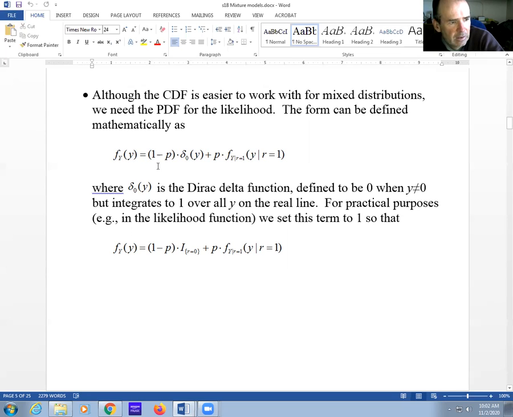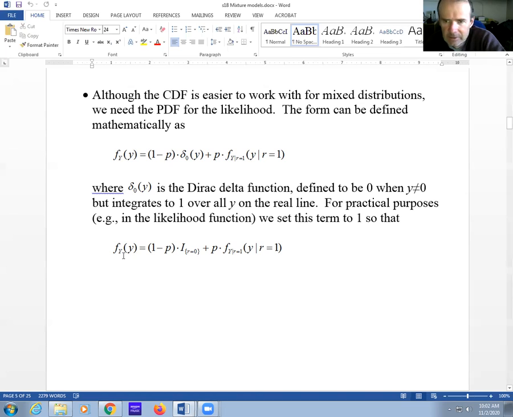But we need something more practical when we write our code and we maximize the likelihood function. We actually have to put in, for practical purposes, we set that term to 1. Okay, so that we can work with the tangible likelihood function.